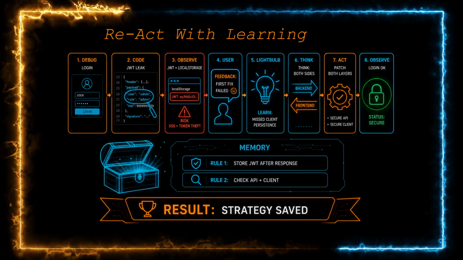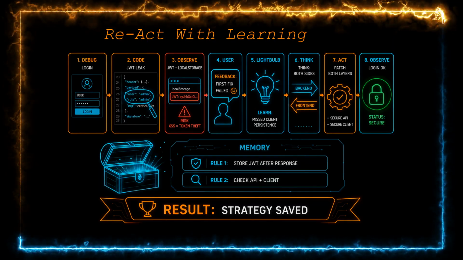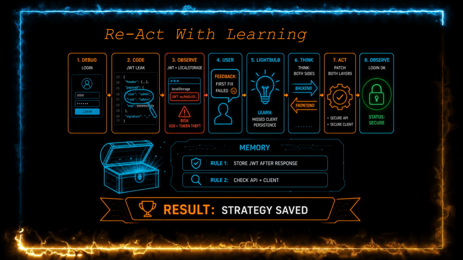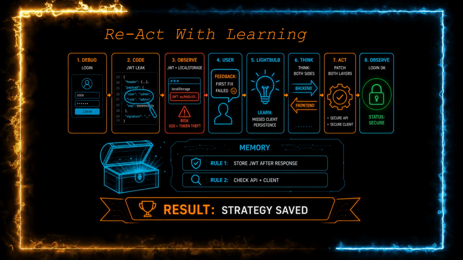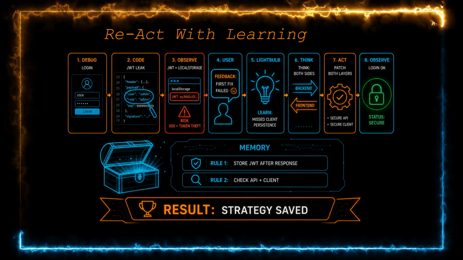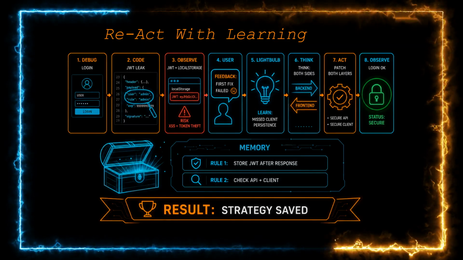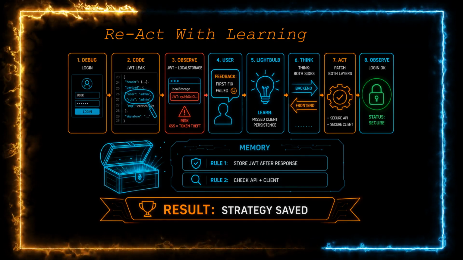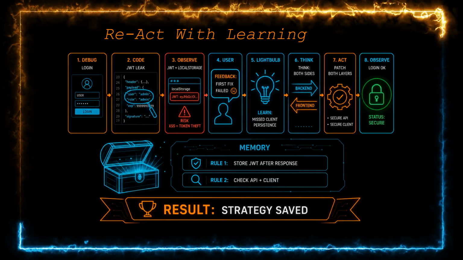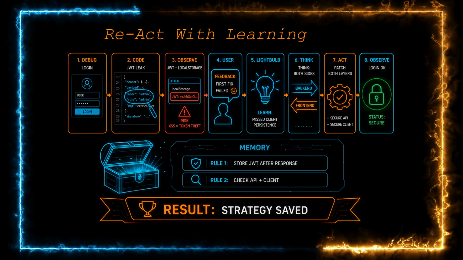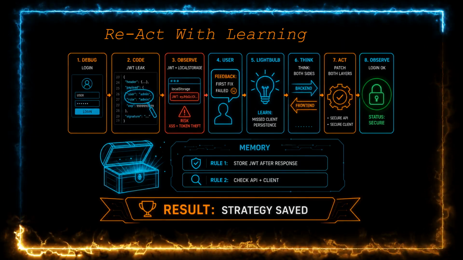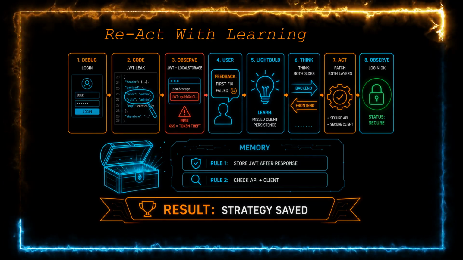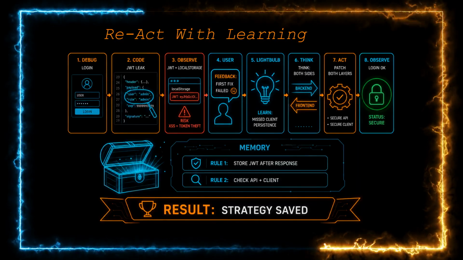Think: I should update both back-end response and front-end storage handling. Act: apply fix and update client logic. Observe: login now works correctly. Update memory/strategy: always ensure JWT is stored after successful login response. Check both back-end response and front-end persistence. Final result: login bug fixed with improved token handling strategy learned for future cases.